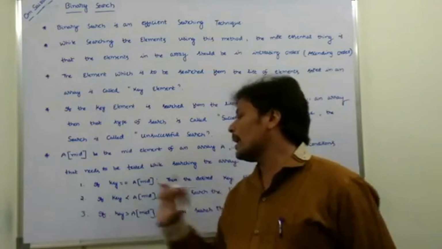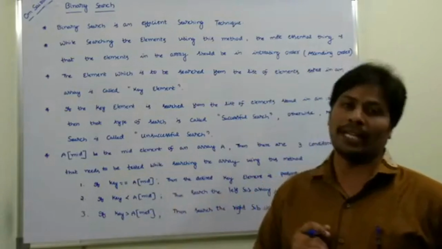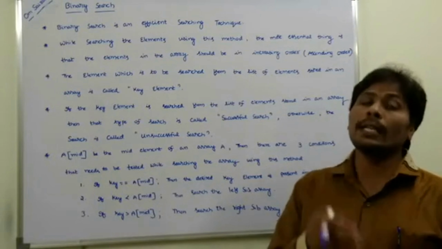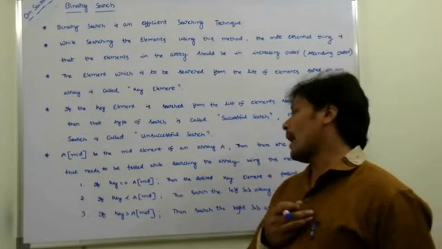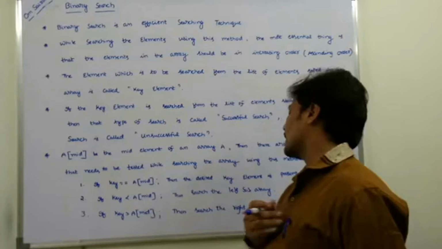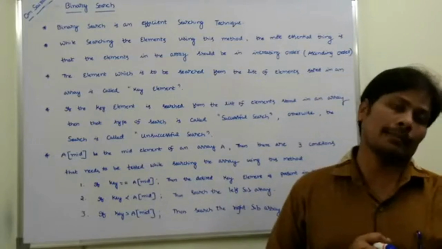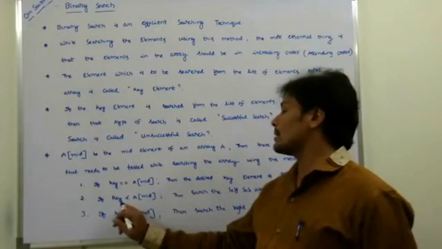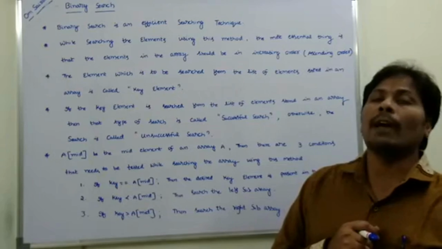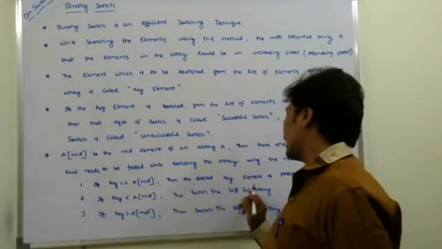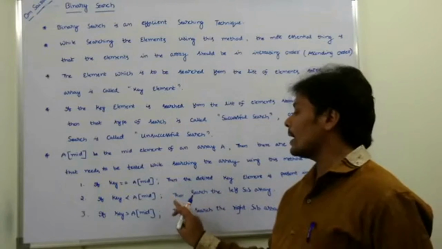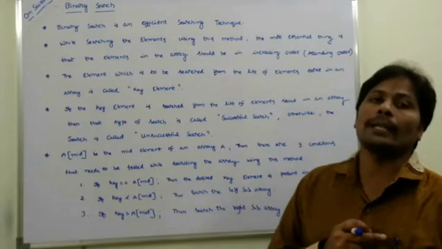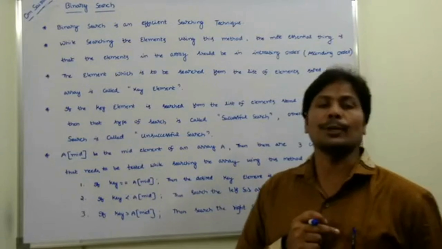Suppose our key element is compared with the mid value, and our key element is greater than the mid value, then we want to search the right sub array. Our key element is compared with the mid value, and if the key element is less than A of mid, then we want to search the left sub array. So these are the three conditions that should be tested while searching an element from the list of given numbers using binary search.